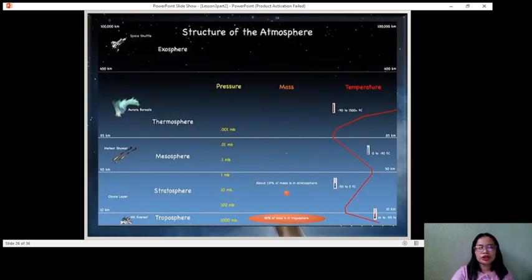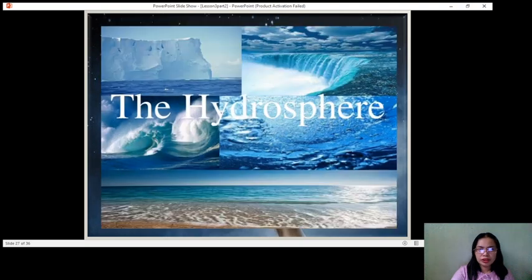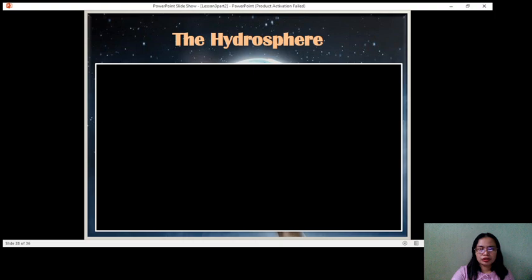This is the structure of the atmosphere: troposphere, stratosphere, mesosphere, thermosphere, and the exosphere. Now, let's move on to the second subsystem of the Earth, which is the hydrosphere. What is hydrosphere?